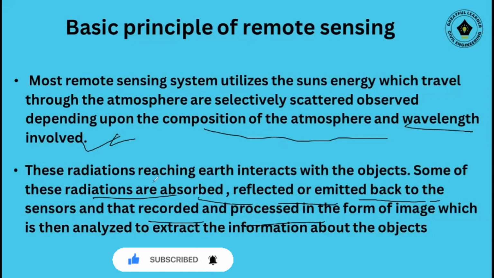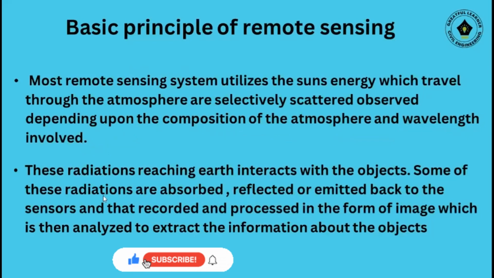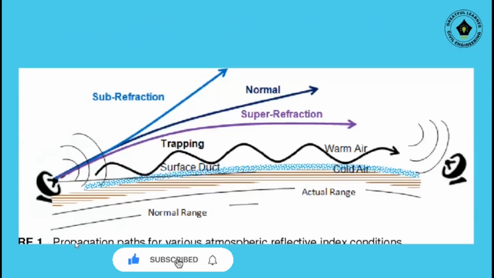The second principle of remote sensing is the interaction with the objects, between absorbed and reflected energy. These are the terms we have used in this slide, like emitted from the surface. This is all about the basic principle of remote sensing. Now the propagation for various atmospheric refractive index conditions, that is sub-refraction, normal and super-refraction, then the tracking of the wave and the flow.